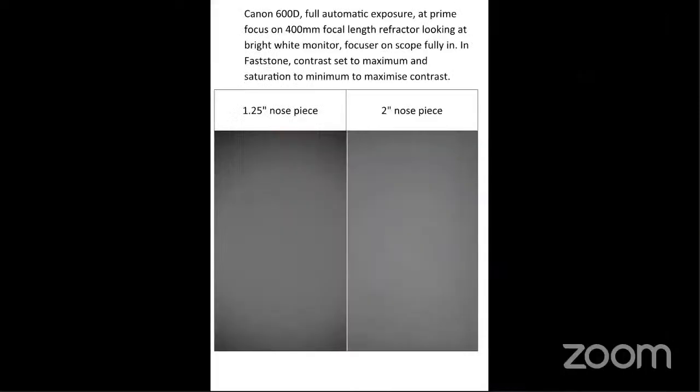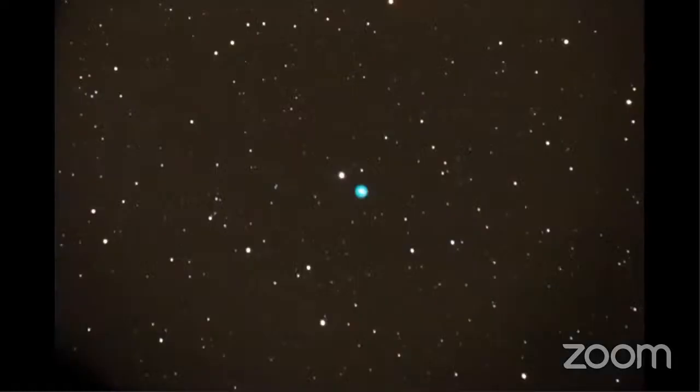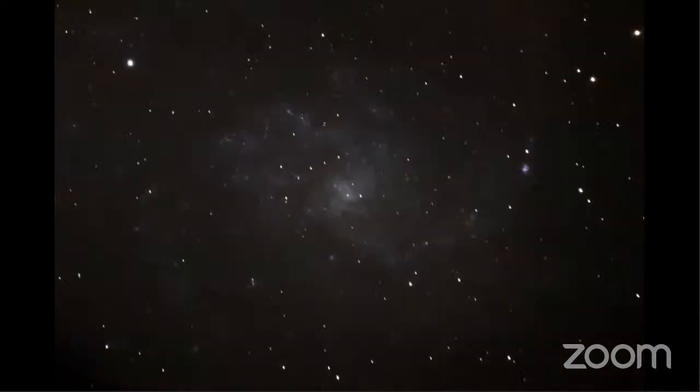The effects of this are obvious in this flat field test. In the image on the left, a 1.25 inch nose piece is used and has caused significant vignetting. On the right, a 2-inch nose piece does not cause the effect. These images show vignetting. Data is lost at the edges. All is not entirely lost, and I'll explain later how this can be overcome.